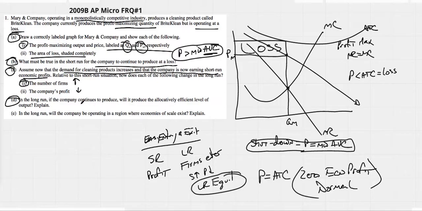In the long run, if the company continues to produce, will it produce the allocatively efficient level of output? Price is going to be greater than their marginal cost. The answer is no, it will never be allocatively efficient.